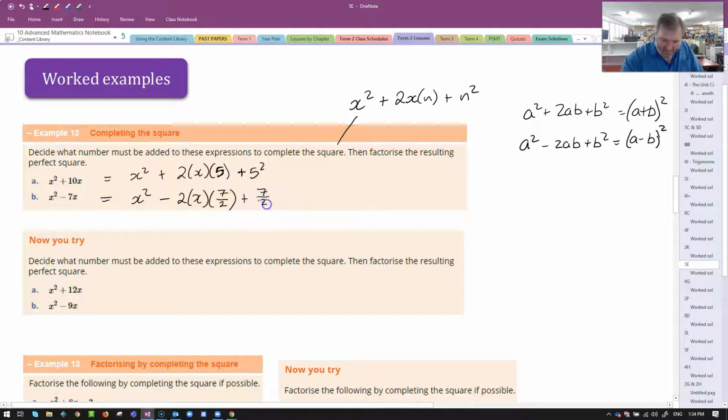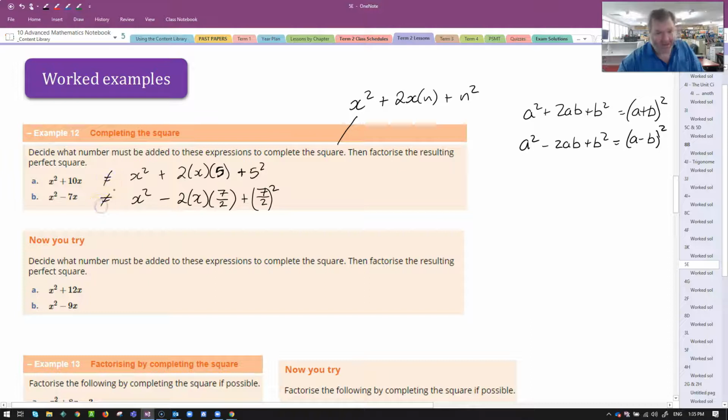7 over 2 squared. That would complete the square. Now, I want to be careful here. I've used equal signs there because usually what I do is I go ahead and subtract that term again, so I haven't changed what it's equal to. At the moment, they've just asked what number needs to be added on, so that's the number at the end.